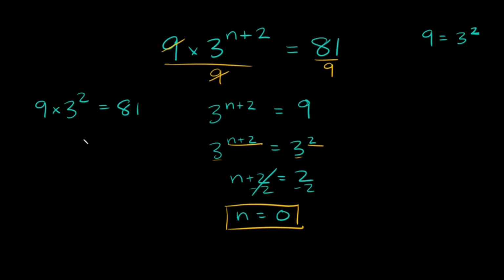Okay, so simplifying this, remember, order of operations, right? PEMDAS. So first parentheses, then exponents. So we have an exponent here, so we'll simplify that first. So 3 squared, that's equal to 9, right? So we're going to have 9 times 9 is equal to 81, right? Is this a true statement? It sure is, right? So that means our answer right here, n is equal to 0, was correct.